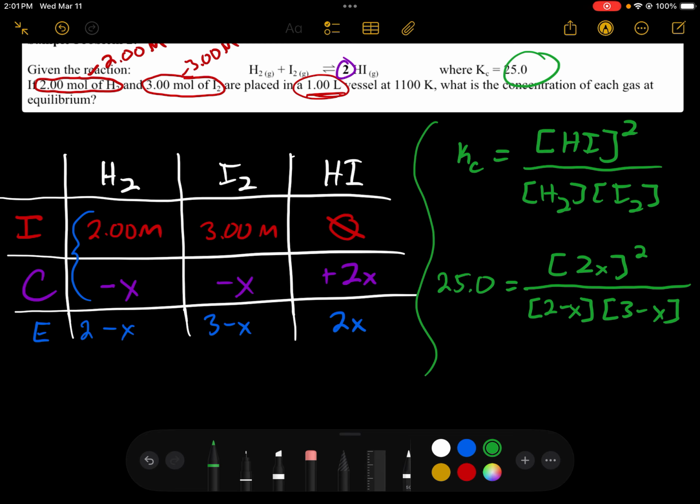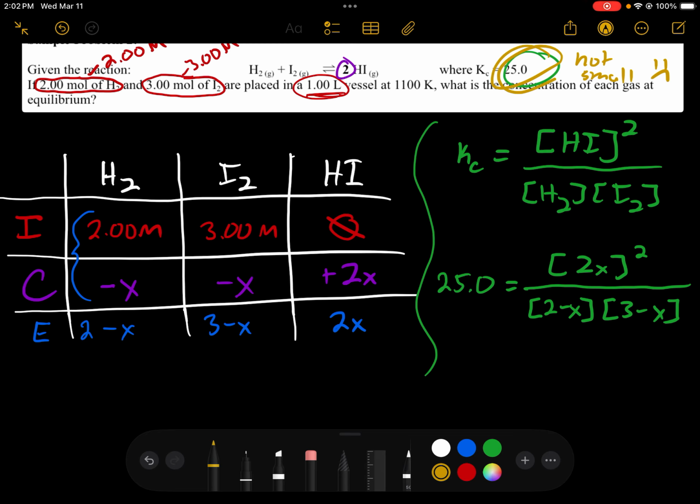Okay, so now let's talk about our actual K value. This K value is unfortunately not small, which is sad because now we cannot use small x approximation to avoid the polynomial. This is also not a perfect square because on the bottom we don't have 2 minus x twice or 3 minus x twice, we have 2 minus x and 3 minus x, so we cannot simply root the entire thing to avoid that polynomial.